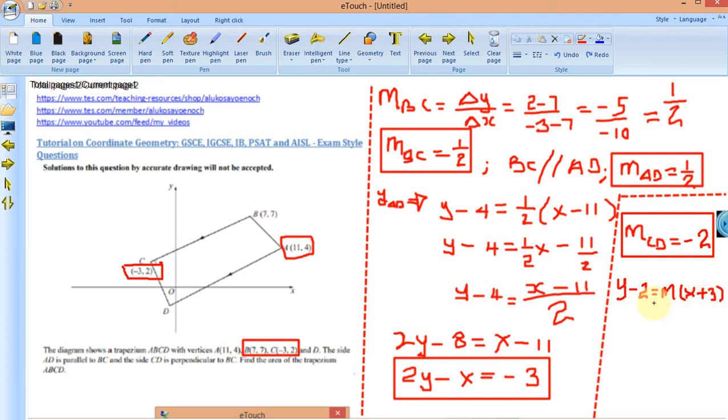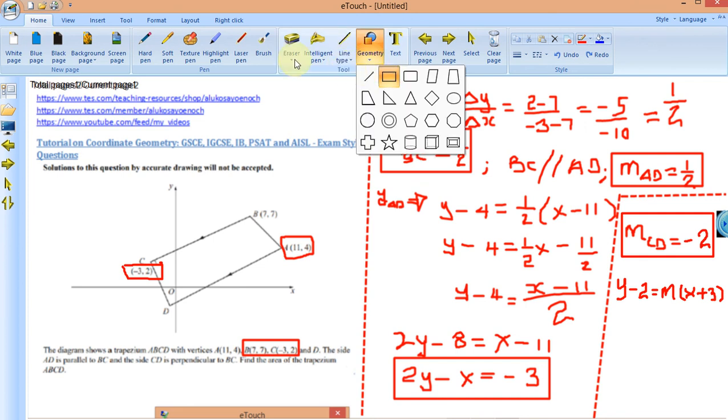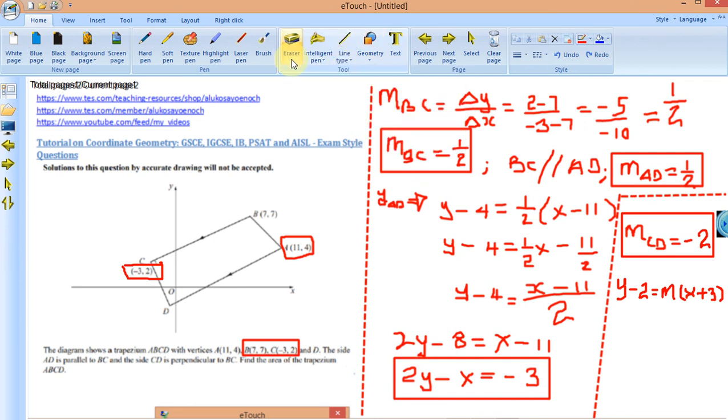So I don't know why I put them here. Oh my god. So my m is minus 2, guys. This is my m, we have m already, so minus 2.